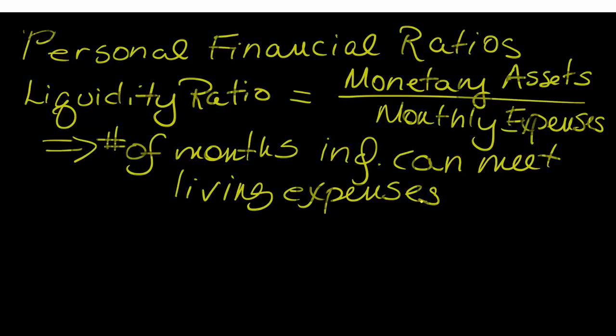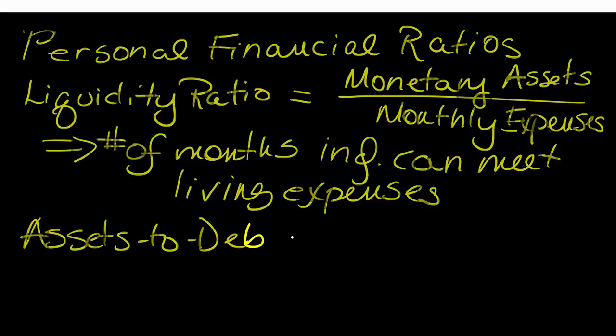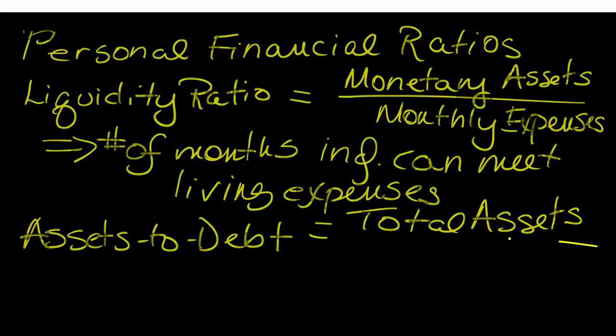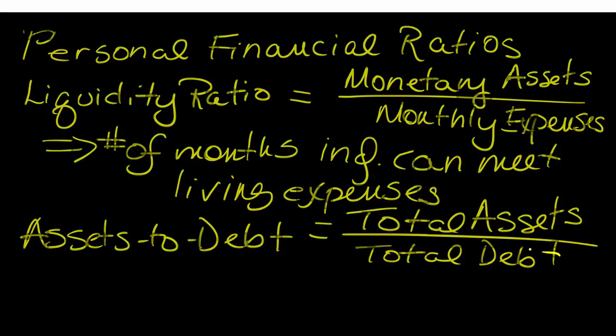Let's look at our next ratio, and that is assets to debt. And so our assets to debt ratio is going to be just total assets over total debt. And what this one is telling us, and sometimes we call this DTI, which is debt to income. No, I'm sorry, I jumped ahead. This one is not debt to income. This is just assets to debt.